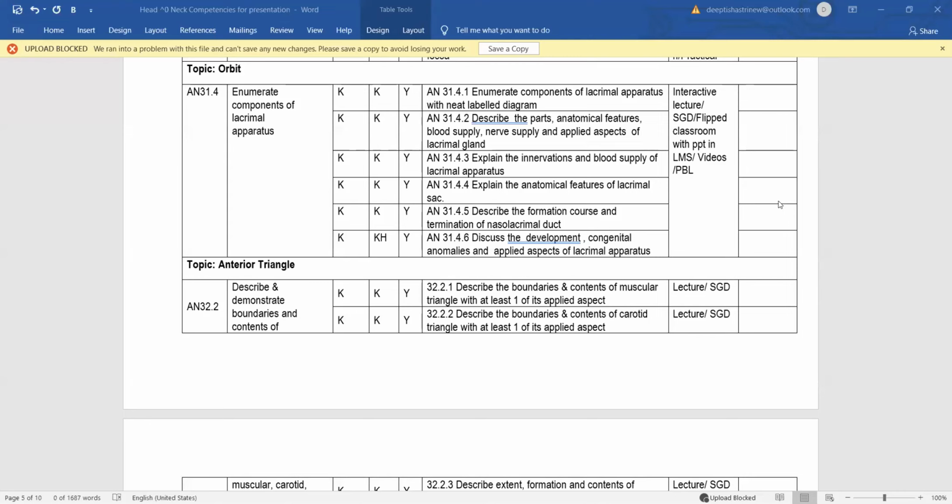Yes, ma'am. It is my group. So we can adopt these teaching learning methods for other competencies. But here, if the competency is just to enumerate components, we need to have a discussion on that.